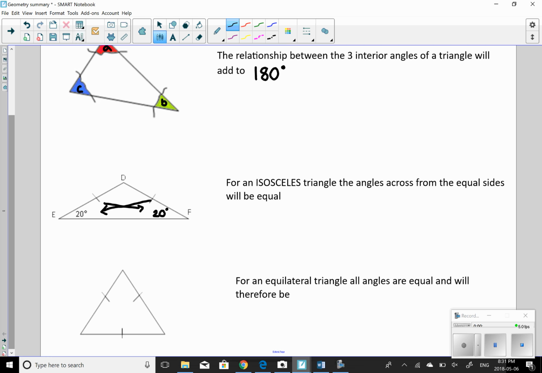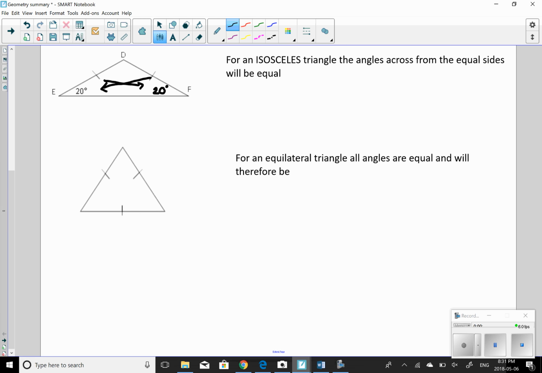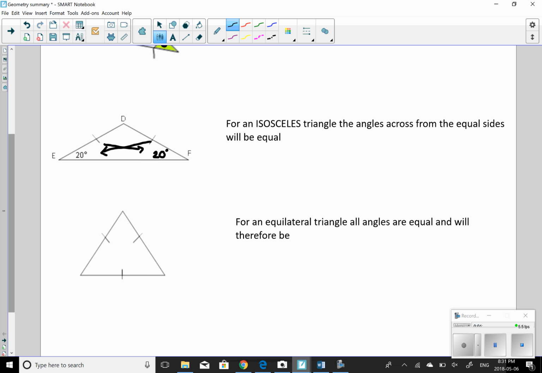For an equilateral triangle, all angles will always be equal. Since they'll always be equal and triangles add up to 180, 180 divided by 3 is 60 degrees. So this has to be 60, this has to be 60, and this has to be 60.